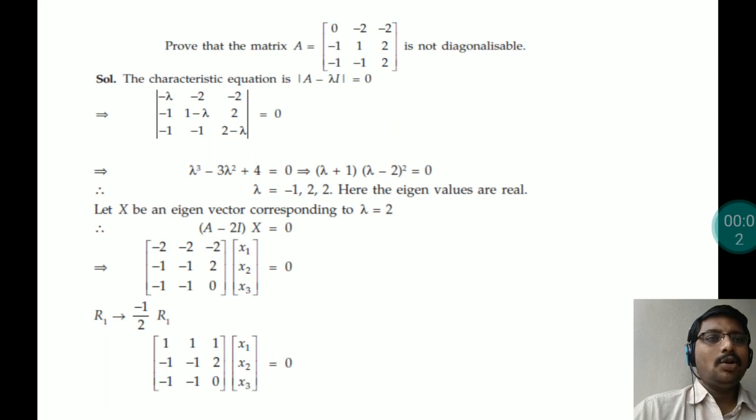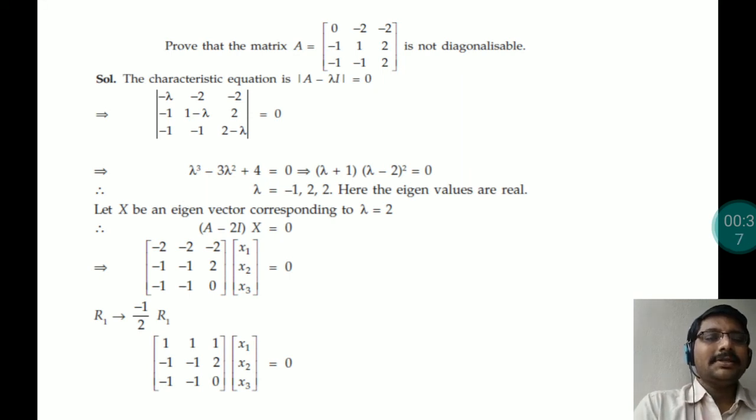The matrix A is not diagonalizable. So the characteristic equation is the determinant of A minus lambda I equal to 0. On simplification, we will get the eigenvalues. The eigenvalues are minus 1, 2, 2. Let x be an eigenvector corresponding to lambda equal to 2. So we will have (A minus lambda I) x equal to 0, which is the equation to find the eigenvector x. Just replacing lambda equal to 2, on simplification we will get the equivalent matrix.